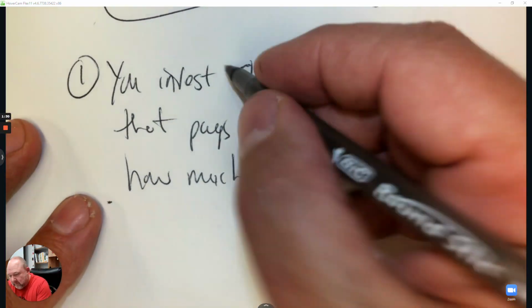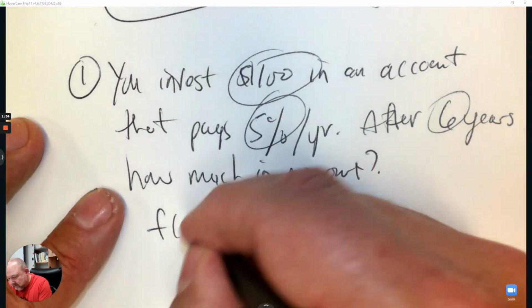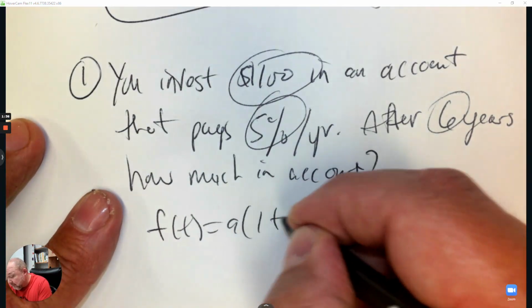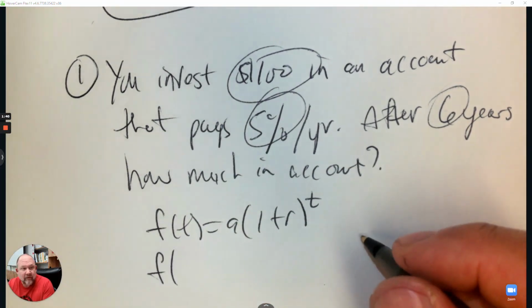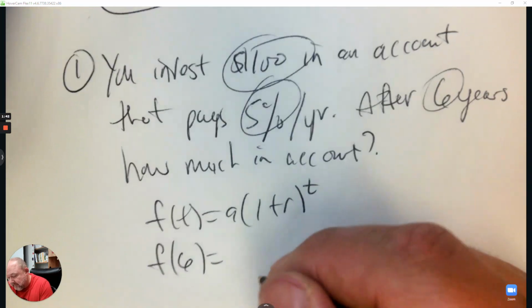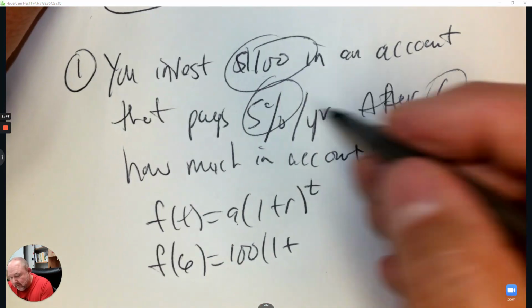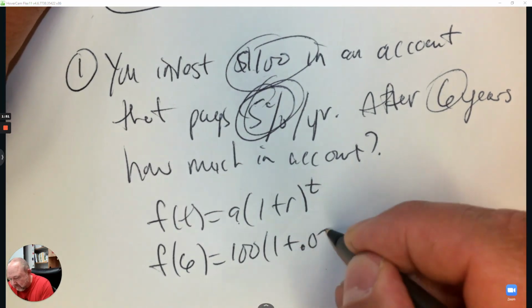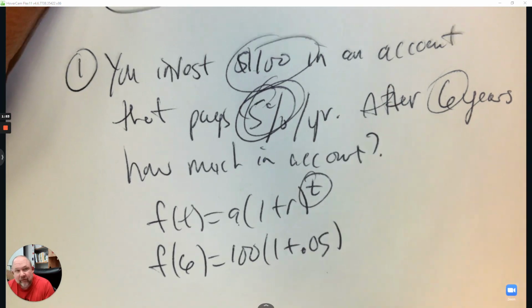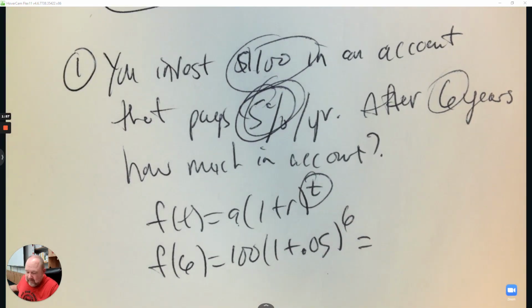So to understand it, we circle the numbers that matter to us. The equation that we're going to use is the growth one, the plus, and then we're going to plug in. So T is the years, so we're going to plug in 6 years. A is the initial amount, which is $100. The rate as a decimal, move the decimal back 2, and it's 0.05. The exponent T, time, is 6, and then all you do is type that in for your answer.